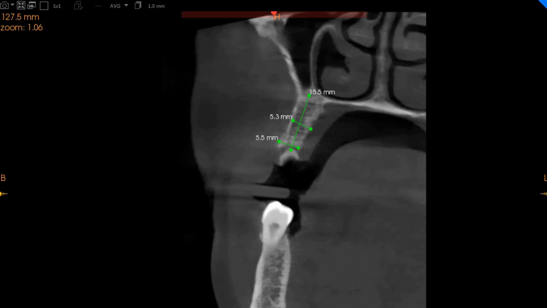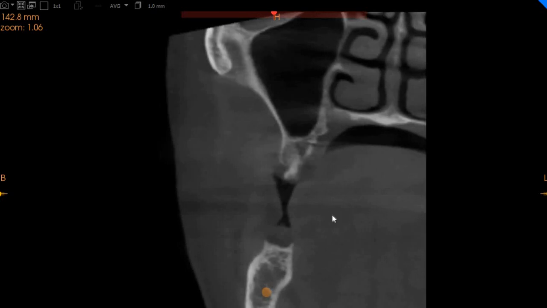Moving to the region of the first molar, again here you can see, even though we have BTRs here, we've got only 5 millimeters of ridge width with approximately 6 millimeters of height. So very minimal bone present here as well.